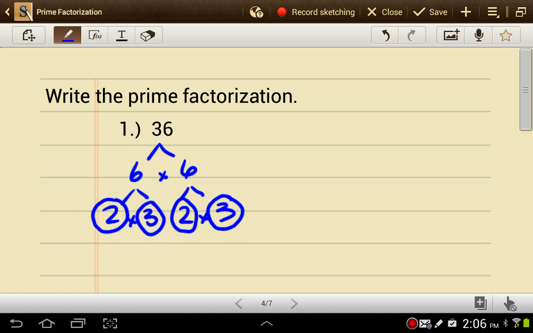Okay, now I have no more composites left. If I had another composite, I'd have to keep making branches going on until I was done. So that's all my work. That's my factor tree. So now I want to write the prime factorization.